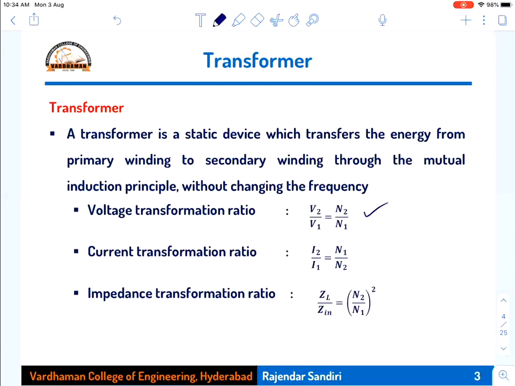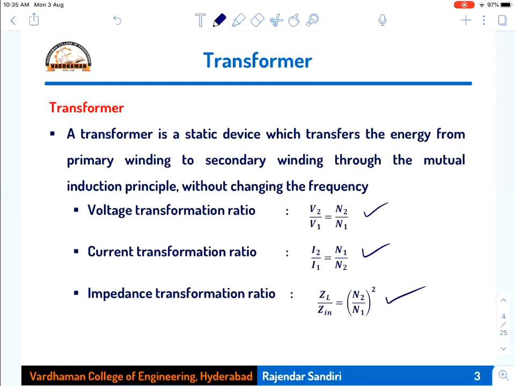Then impedance transformation ratio, by applying Ohm's law in the above 2 equations, we can get it as ZL by Zin is equal to (N2 by N1) whole square, where ZL is the load impedance in the secondary winding and Zin is the input impedance in the primary winding. So these are all the voltage transformation ratio, current transformation ratio, impedance transformation ratio. That means it is showing the relationship between primary winding and secondary winding in terms of its voltages, currents, and impedances. All these three are represented in terms of the number of turns in the primary winding and the number of turns in the secondary winding. Okay, so that is all about transformer.